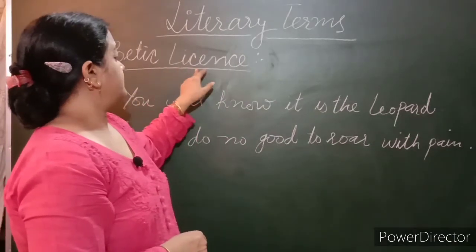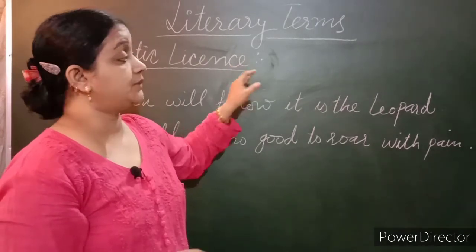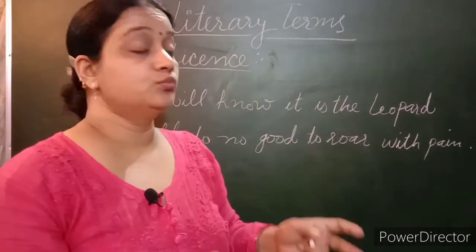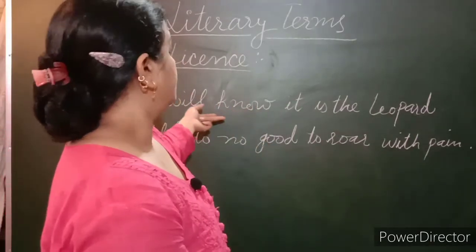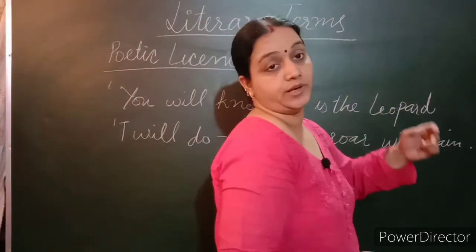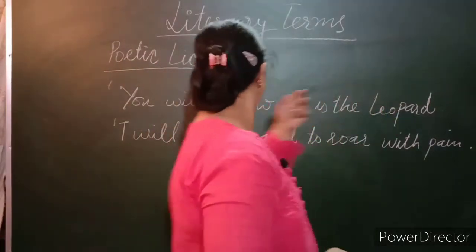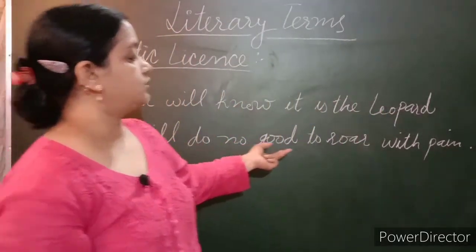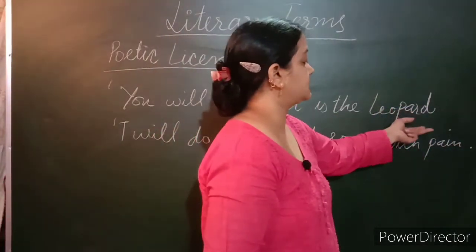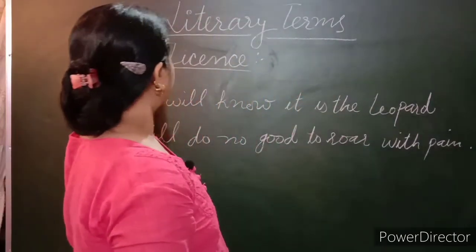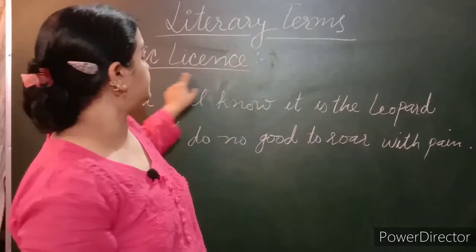Now the next figure of speech is poetic license. Poetic license is the poetic device in which the poet has the right to move according to his will or mood to create the poetry. And in this line you will know it is the leopard. It will do no good to roar with pain. In this line there is no rhyming scheme and this line has been created under the right of poetic license. So here we can say that yes, there is poetic license.